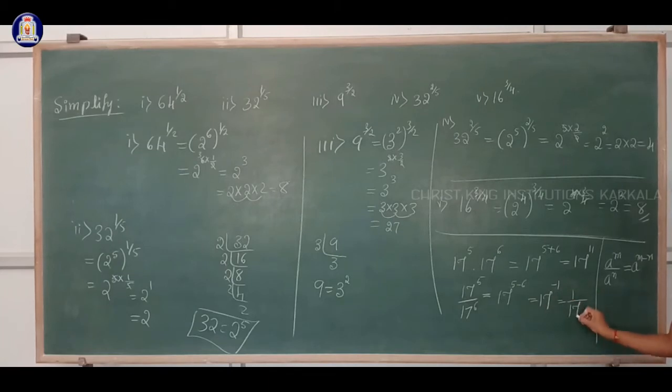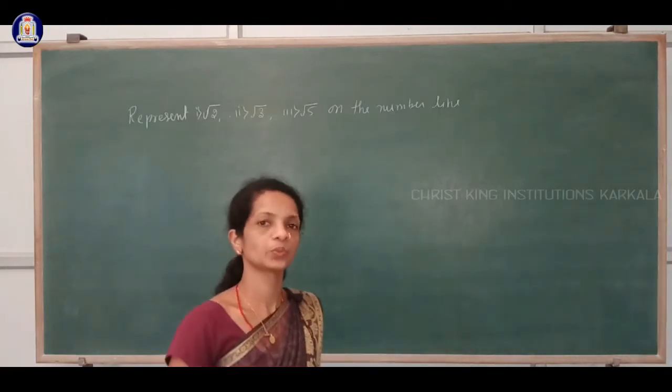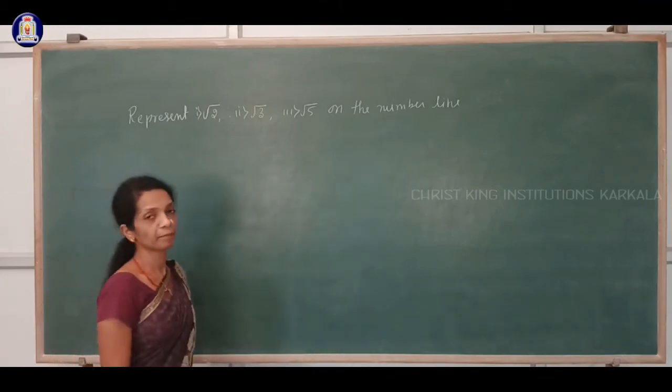So then that power will be positive. 17 to the power plus 1 means that is nothing but 17. Okay, so like that you have to simplify. Next, represent root 2, root 3, root 5 on the number line.